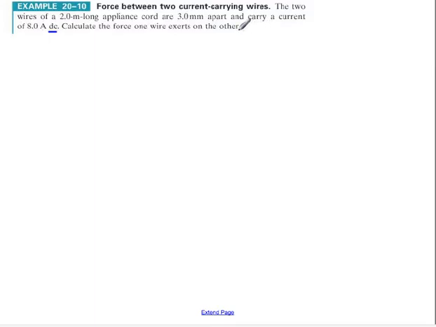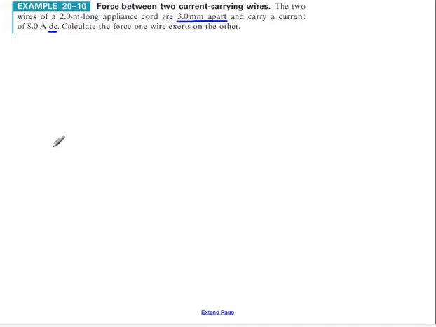Anyway, it says we have two wires inside that appliance. They're 3 millimeters apart, so a really short distance between them. That makes sense, right? Inside the handle of something. It says there's 8 amps in them. They are 2 meters long, so maybe they're wrapped and go back and forth. I don't know, because 2 meters is a long way. It says calculate the force that one wire exerts on the other.